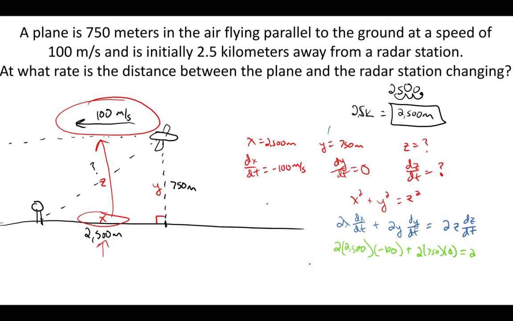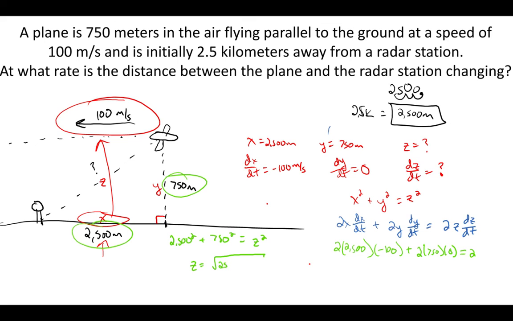We need to find dz/dt, so before we do that, we need to figure out what z is. To do that, we just use the Pythagorean theorem. So we're going to just use it again, except this time we don't differentiate it. We just use the fact that we know x and we know y, which means we can figure out z. So we do 2,500 squared plus 750 squared equals z squared. So when solving that, z then is just going to be the square root of those two.